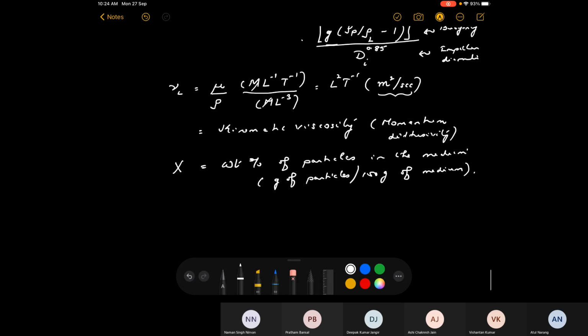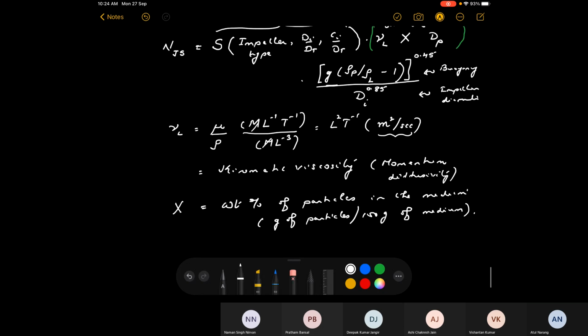Okay, and dp is particle diameter. g is acceleration due to gravity. Rho p is again particle density. Rho L is the density of the liquid, and di is the impeller diameter.